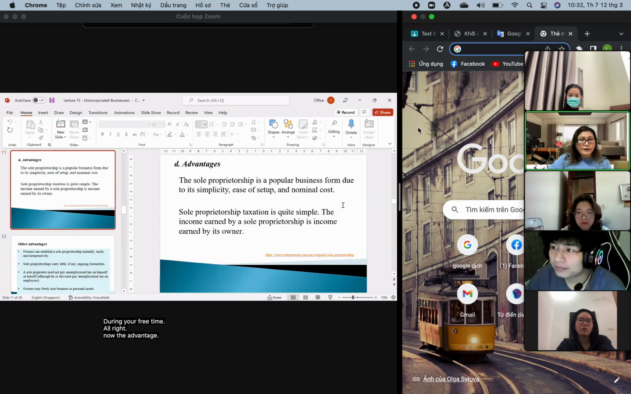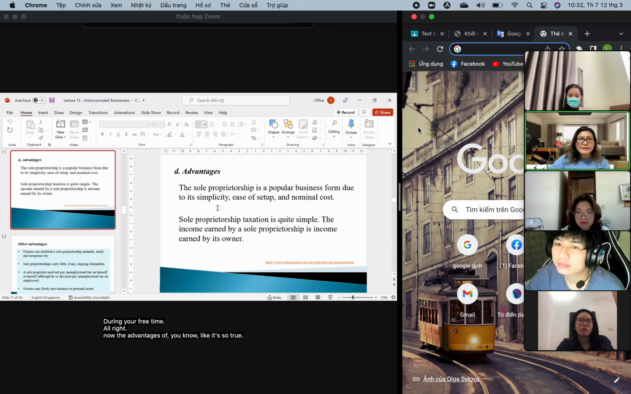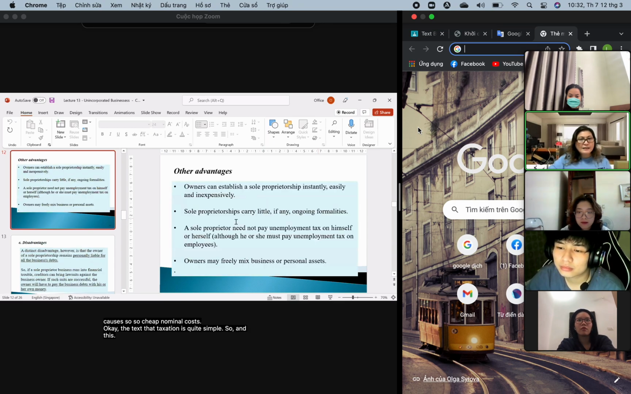Now, the advantages of a sole trader is that it's very simple and easy to set up, and the cost is also cheap, nominal cost. The taxation is quite simple also, and these are the disadvantages. Of course, the biggest disadvantage is that the liability is unlimited.